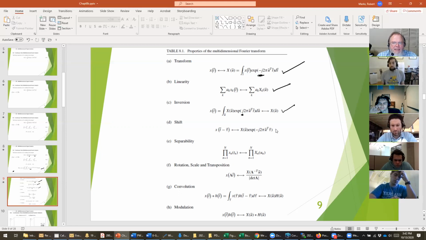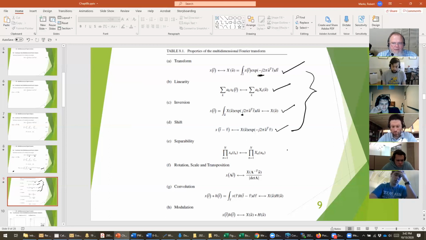We talked about this last time. We'll go through that very quickly again. This is the Shift Theorem. We're going to go through now the Separability Theorem. Now, up to this point, at least these 4 theorems are a straightforward generalization of the one-dimensional counterpart. That is, all of these theorems have a one-dimensional Fourier transform associated with them.